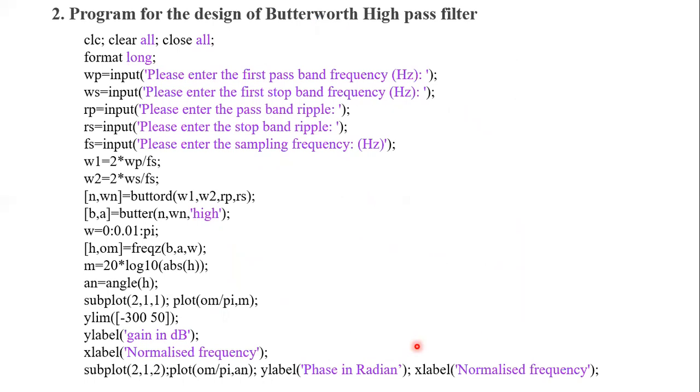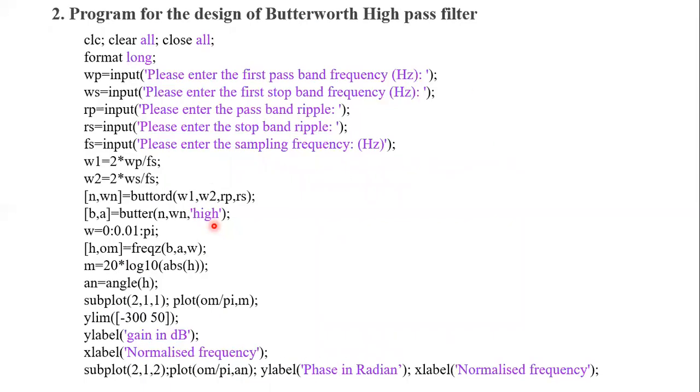The second program I have written is the program for the design of a Butterworth high pass filter. The same program has been used, but here we are changing it according to the type of the filter. Here I am designing the high pass filter, that's why I am using high. If you are designing a band pass filter, then you can use band. If you are designing a stop band filter, then use stop.